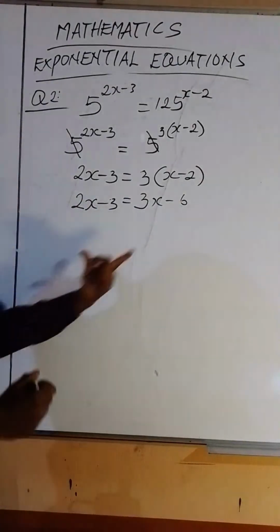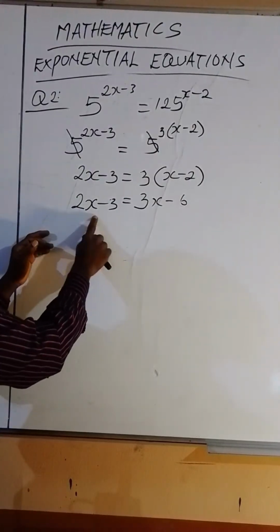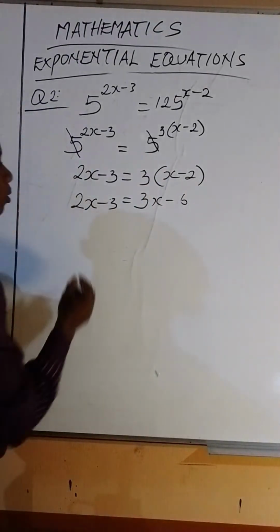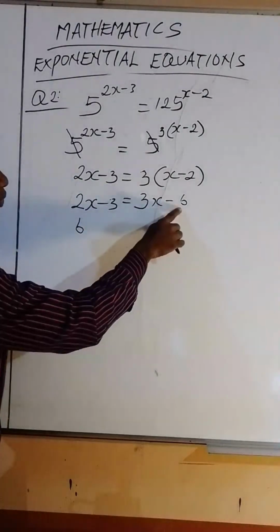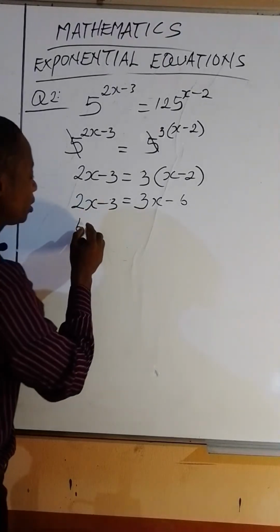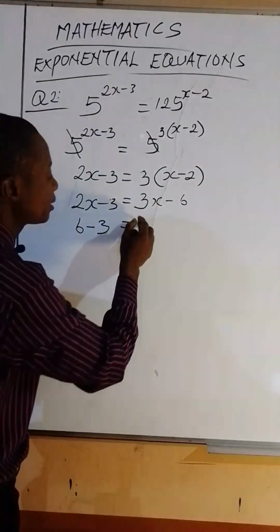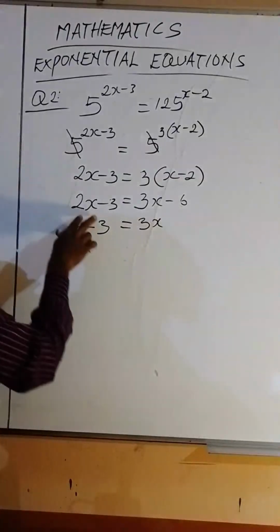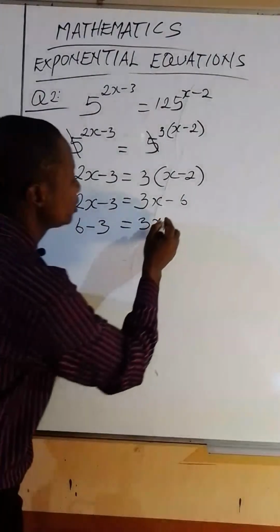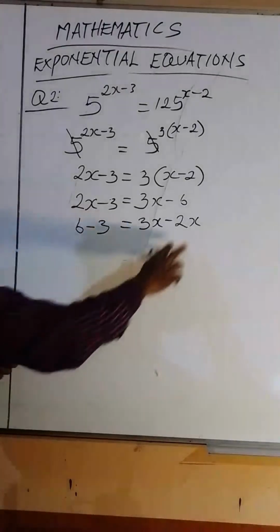Right? Now it is time to bring like terms together. Okay? We are going to bring this 2x to this other side and bring minus 6 to this side. Right? So we are then going to have 6. If minus 6 crosses to this side, it becomes plus 6. Then here we have minus 3. Then on this other side, we already have 3x. Then if 2x crosses to the right-hand side, it changes to minus 2x. So this is what it changes to.